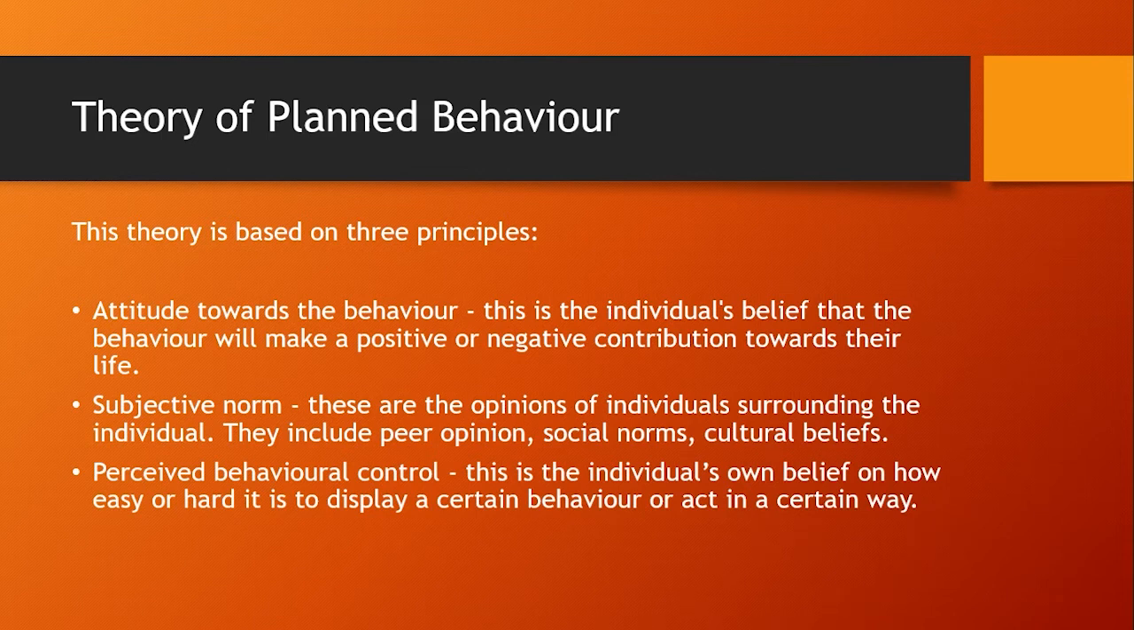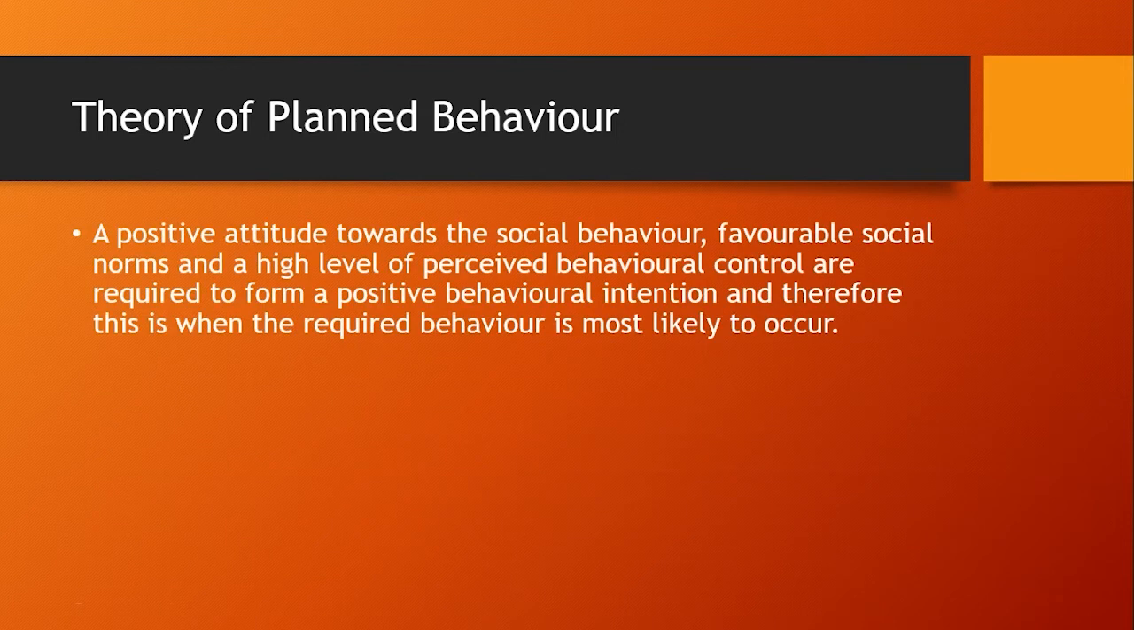And finally, the perceived behavioral control. This is the individual's own belief on how hard or easy it will be to display a certain behavior or to act in a certain way. So a positive attitude towards the behavior, a favorable social norm, so people around me think that's quite a normal thing to do, and a high level of perceived behavioral control, I understand how to do it, is required to form a positive intention, and therefore I am more likely to behave in that way.